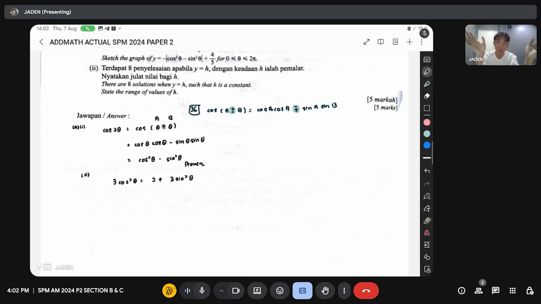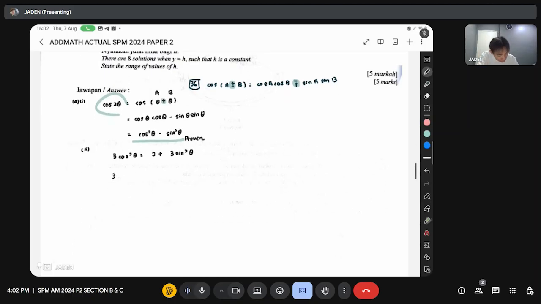So maybe we want to combine them together in the same place for those that involve cos and sine, because that is what we have proven previously, whereby cos square theta minus sine square theta is actually cos 2 theta. So my first step is to move the 3 sine square theta to the left, and then I leave the 2 at the back first. At the same time here, I will factor 3 out. So this is cos square theta minus sine square theta equal to 2.